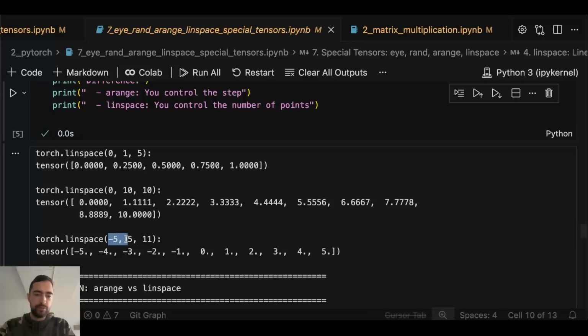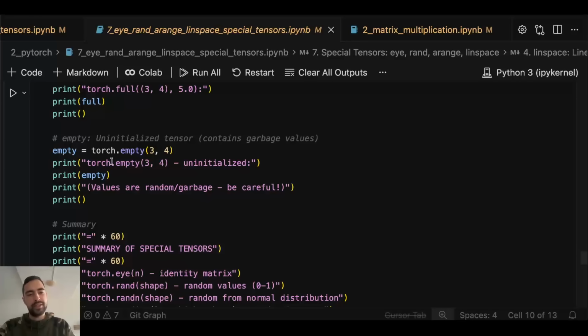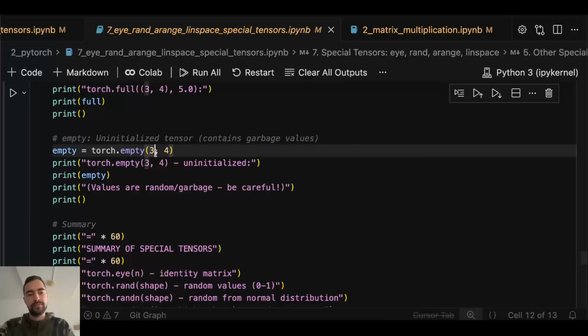From minus 5 to 5, 11 numbers. So in this case, it will just be the integers. And this is interesting. If you say torch.empty and then the shape, this will create a tensor in memory, but it will not set any values. It will just allocate space in memory. So whatever values were in the memory, it will have these values.